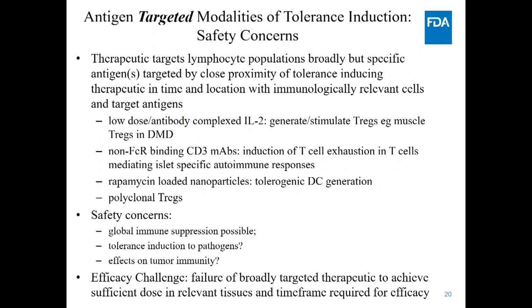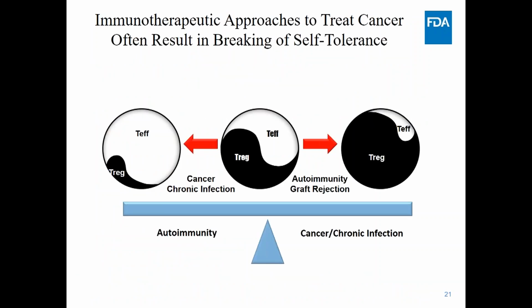And of course, the safety concern here is that you could get more global immune suppression than you would like. It raises the question of tolerance induction to pathogens, as well as effects on tumor immunity. And of course, there's a bigger efficacy challenge here, which is the failure of a broadly targeted therapeutic to achieve sufficient dose in relevant tissues and time frame for efficacy. So a big challenge here in terms of efficacy.